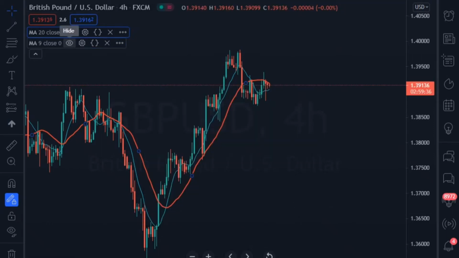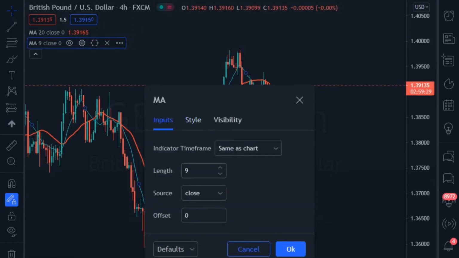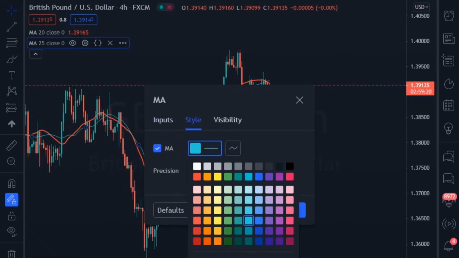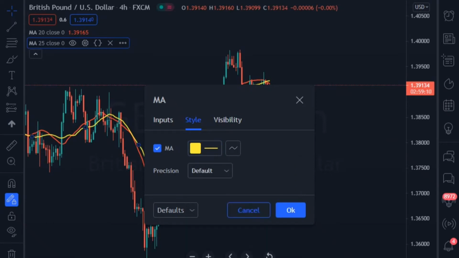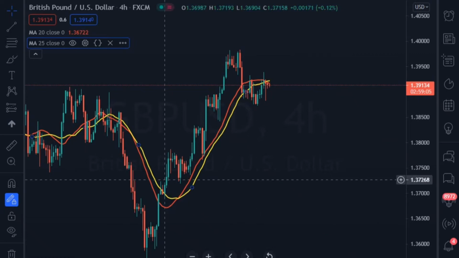Okay, then for the second, go over to the settings there, the input, but this input's length here is going to be 25, so you have to increase that to 25. Then the style, you just have to make it yellow and increase the thickness so that you can be able to see it well. So this is it. Okay, let me just hit the OK. So this is it. Anybody that knows this, anybody that has been following my channel knows this strategy.